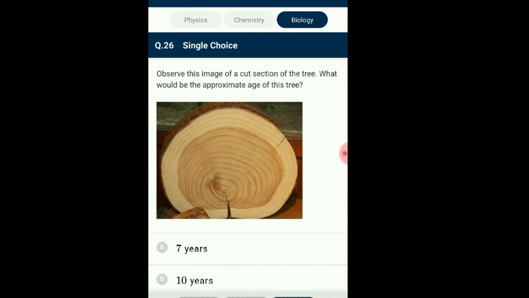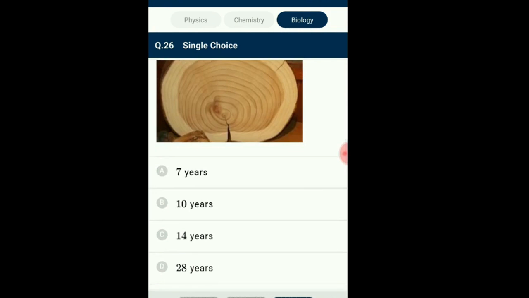Question number 26. Observe the image of a cut section of a tree. What would be the approximate age of this tree? The activity of cambium is under the control of many physiological and environmental factors. In temperate regions, the climatic conditions are not uniform through the year. In spring, cambium is very active and produces a large number of xylem elements having vessels with wider cavities. The wood formed during this season is called spring wood or early wood.